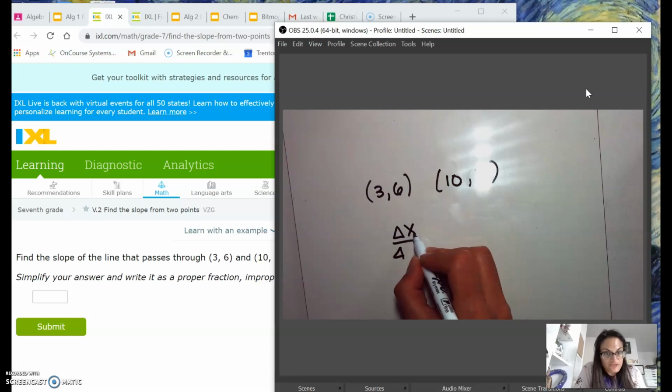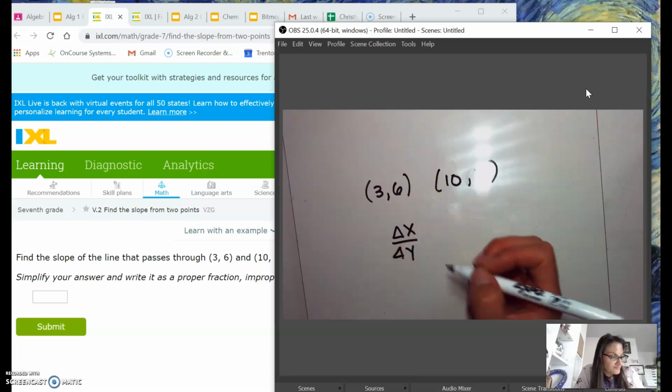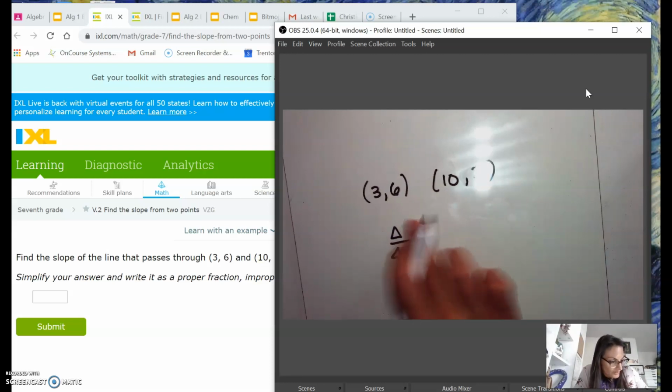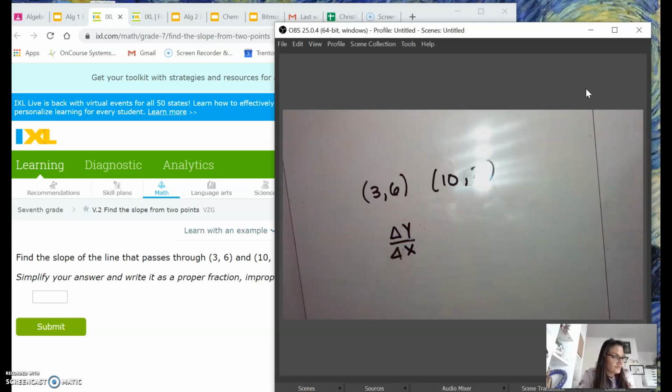change in x, delta x, which is a Greek letter, over change in y. Okay? Oh, I apologize. I have y over x. Actually, change in y over change in x. Alright, that's what happens when you run 21 miles today.